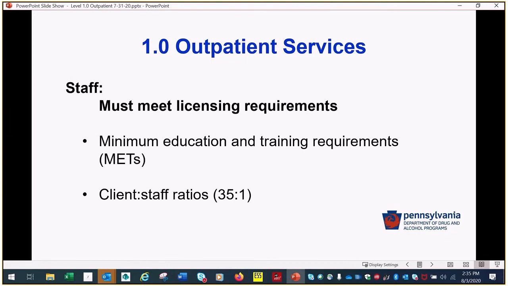With regard to staffing, that which is outlined in the Pennsylvania regulation remains applicable as a minimum standard when aligning to the ASAM criteria. Staff must meet the minimum education and training requirements, or METs, for hire, and the staff-client ratios will remain consistent with PA regulation and cannot exceed 35:1.